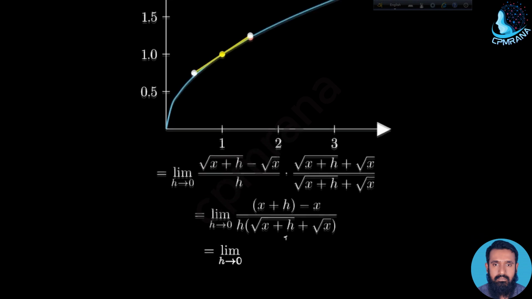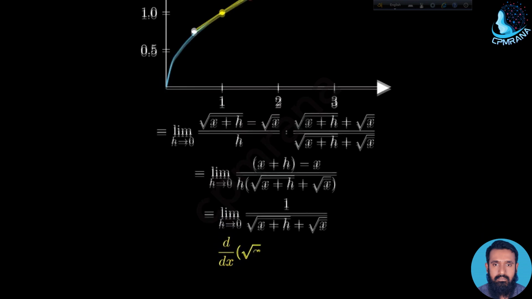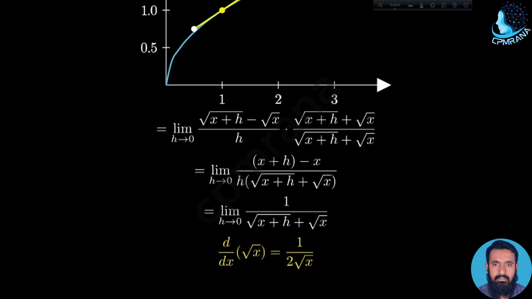The numerator simplifies to h, which cancels with the h in the denominator. This gives us 1 over the quantity square root of x plus h plus square root of x. As h approaches 0, square root of x plus h approaches square root of x, giving us 1 over 2 times square root of x. Therefore, the derivative of square root of x equals 1 over 2 square root of x.